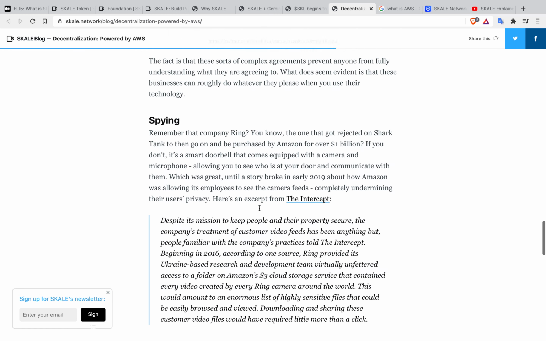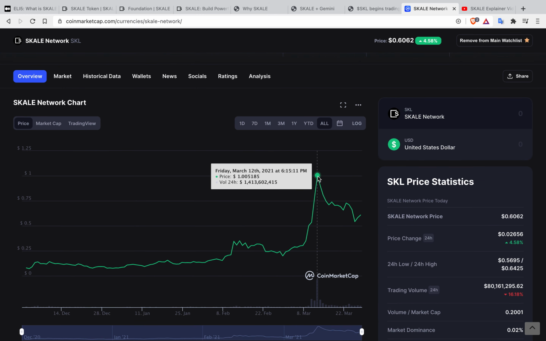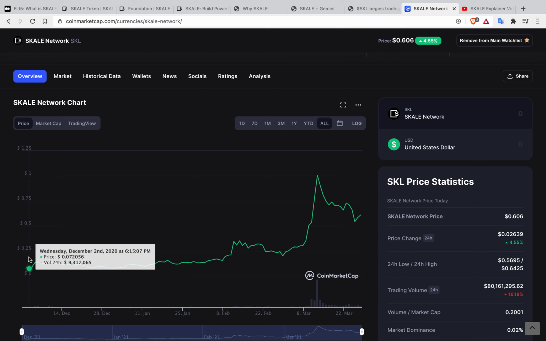So let's get into a more interesting thing about SKALE Network, price. It's 60 cents, and with a max supply of 7 billion, total supply of 4 billion, it's currently circulating supply 660 million. That's a good circulating supply, you know, but that's actually 9% of its total max supply that it will ever be. So make of that what you will once again. Now its all-time high is just over the dollar. That's a good all-time high as well. But let's not forget it was once at 0.07 cents.